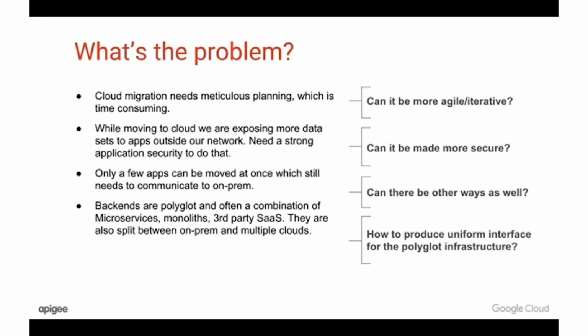And finally, the backends are becoming more and more complex, because previously you used to have just monoliths. Granted, it might have a million lines of code, but it used to be a monolith or a few monoliths, right? But now you are consuming third-party SaaS applications, you are writing microservices, you still have those monoliths, they are not going away anytime soon.